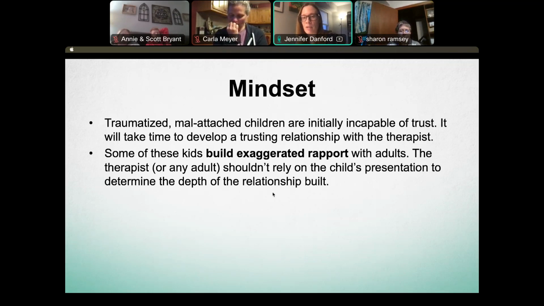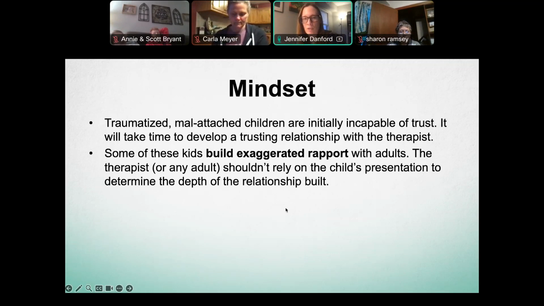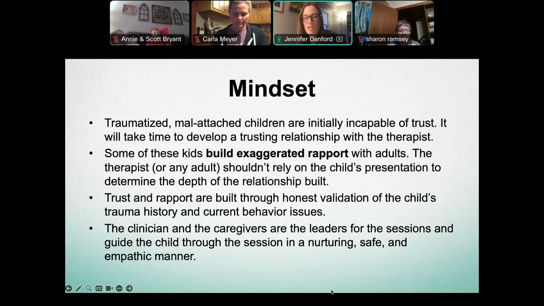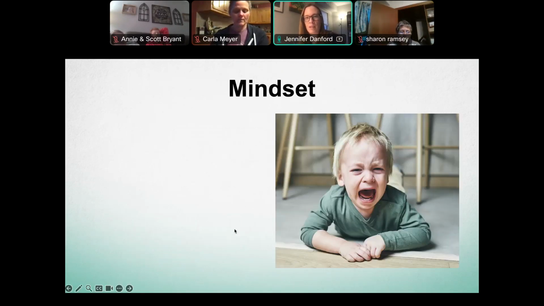I know a lot of foster parents who get frustrated with therapists because they feel like the therapist doesn't have a good picture of what's going on. And so making sure that you feel comfortable with that. Trust and rapport are built through honest validation of the trauma history and the current behavior issues. So they need to know those things. And then the clinician and caregivers are leaders for the session. So the child does not lead the session, but the session should be safe, nurturing, and empathetic.